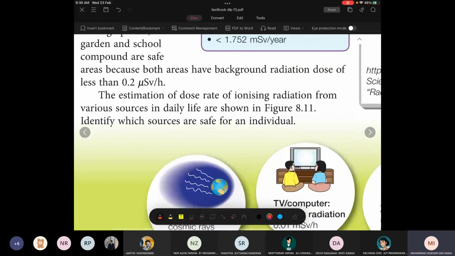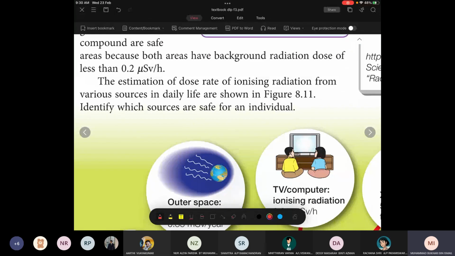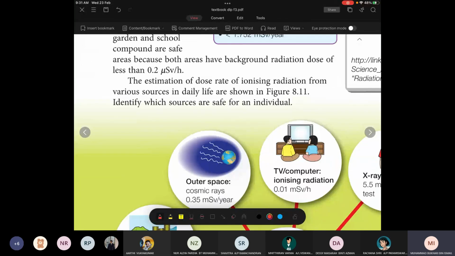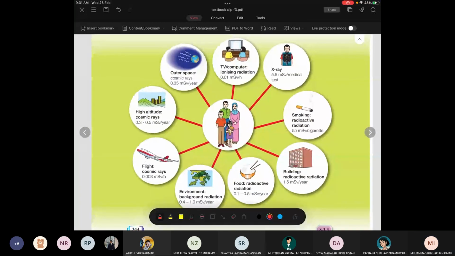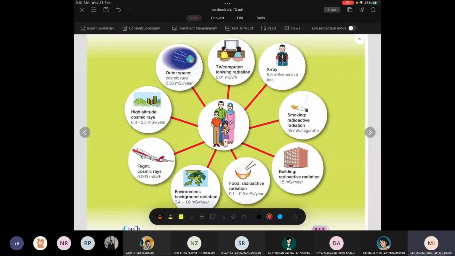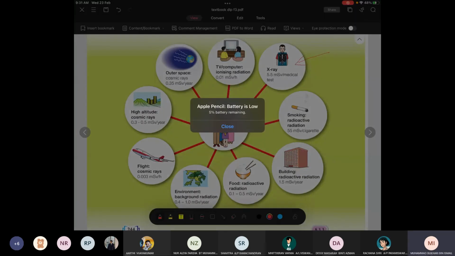This I mentioned earlier. The estimation of dose rate of ionizing radiation from various sources in daily life are shown in figure 8.1. Identify which sources are safe for an individual. So we can see here, maybe you can pause this video later to see which one is dangerous. From here, we can see that this one is dangerous, 5.5, right?